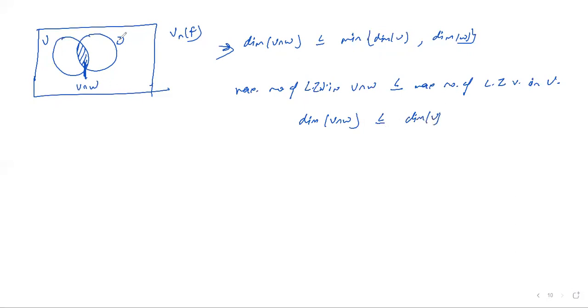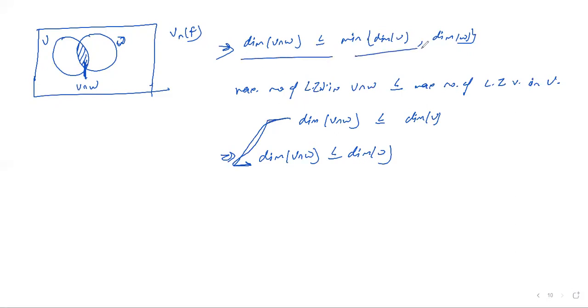Similarly, the maximum number of linearly independent vectors in U intersection W is less than or equal to the maximum number of linearly independent vectors in the whole subspace W. Similarly, the dimension of U intersection W is less than or equal to the dimension of W. So from combining these two results, I will have that the dimension of U intersection W is less than or equal to the minimum of the dimension of U, comma, dimension of W.